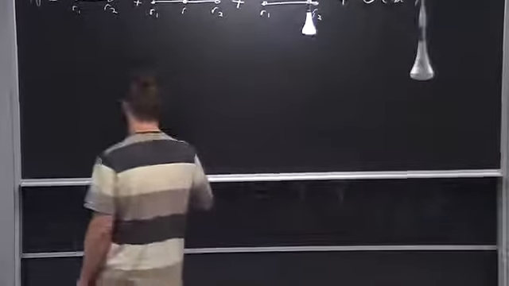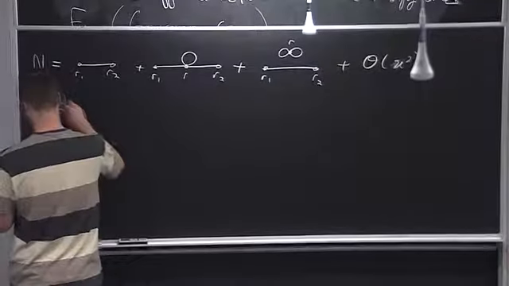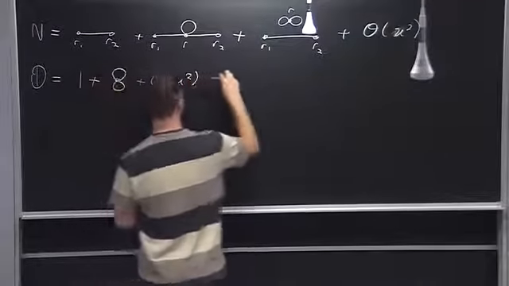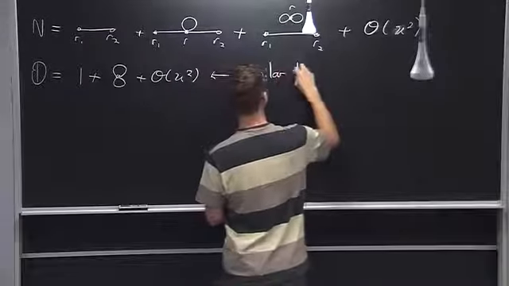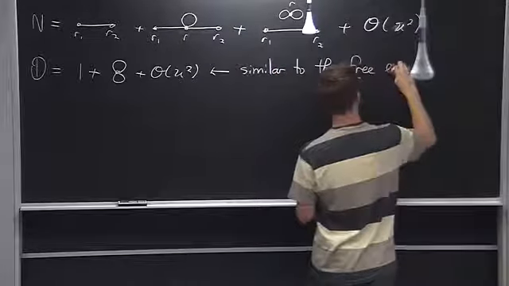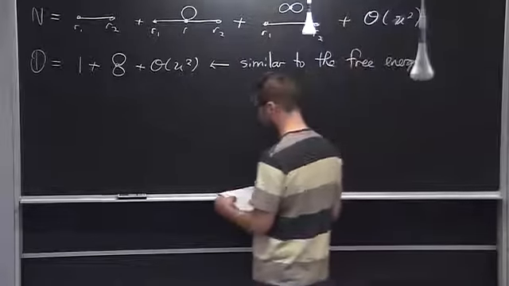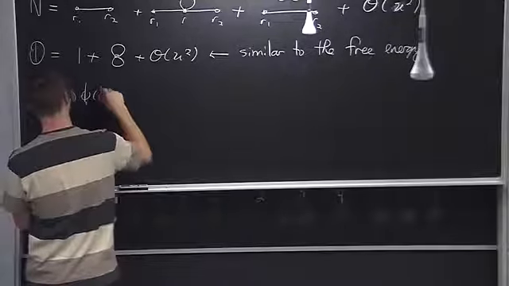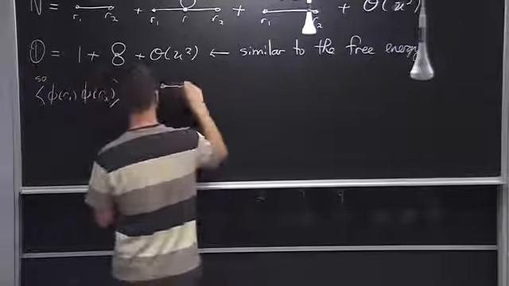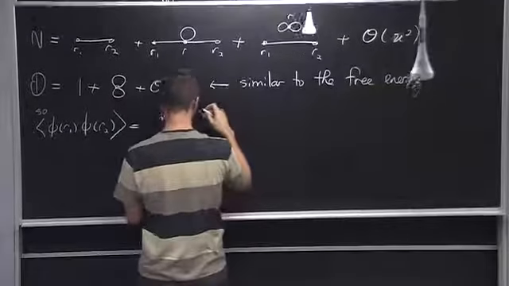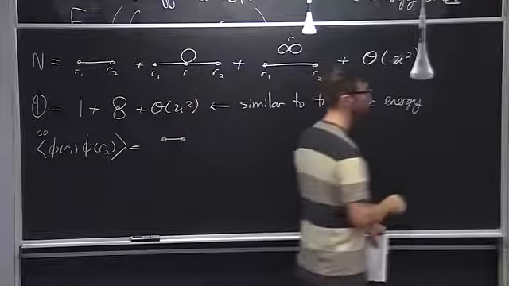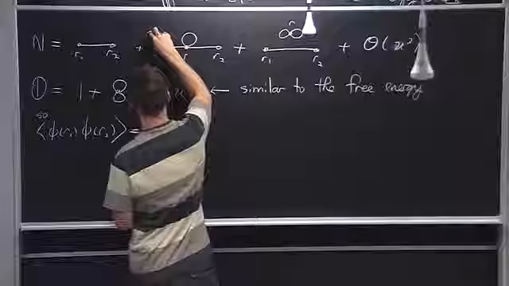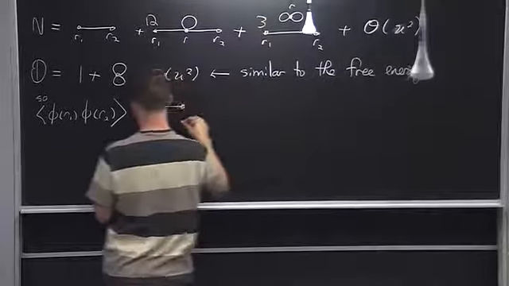The denominator is just one plus this plus order u squared. This is similar to the free energy calculation we just did. So for the two-point correlation function, I should put all the combinatorial prefactors in. What was this one? It was 12. There's 12 of these, there's 3 of these, there's 3 of these.